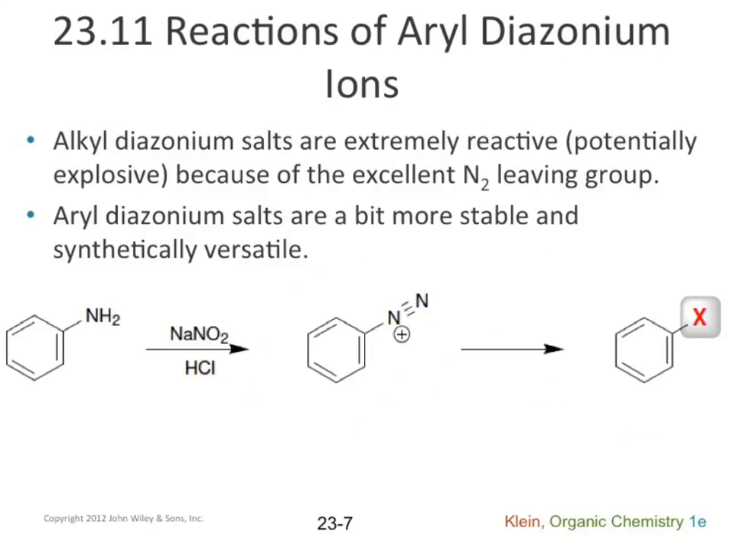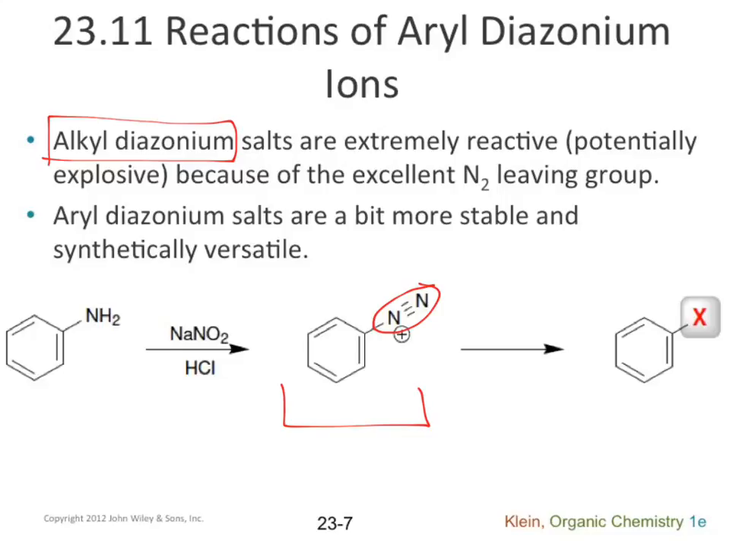As a side note, did they put it up there? Yeah, they did. These structures are typically seen a lot because of that really good nitrogen leaving group. One of the more common methods is looking at alkyl diazonium salts. They notice there that they're extremely reactive. Why are they extremely reactive? You have that really good leaving group, so that atom becomes very, very positive.